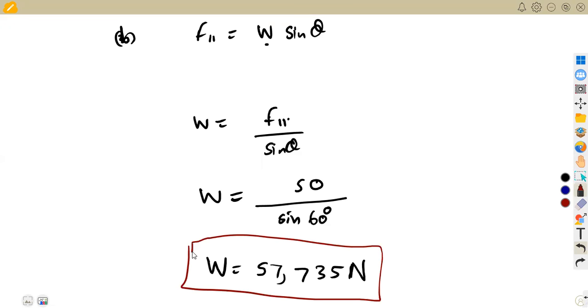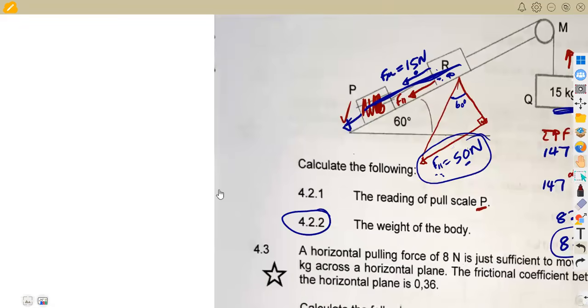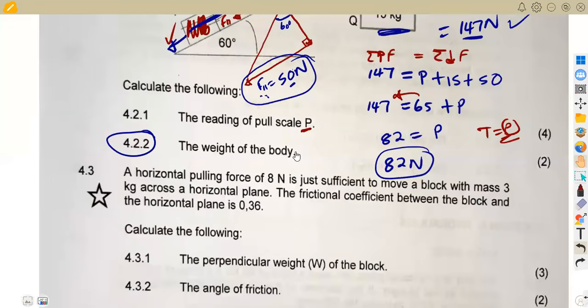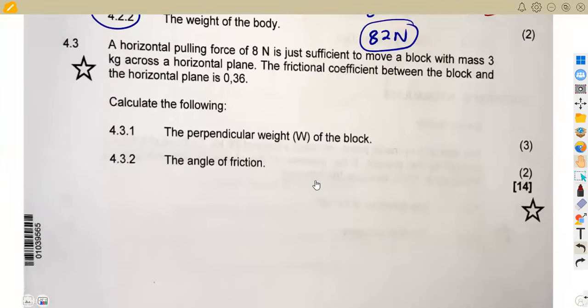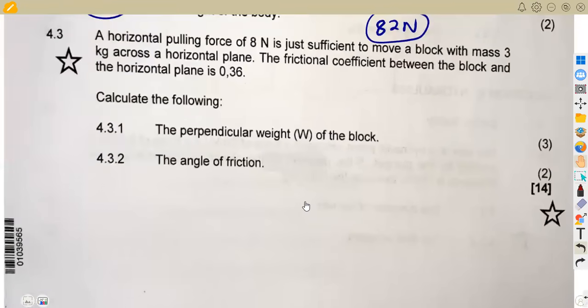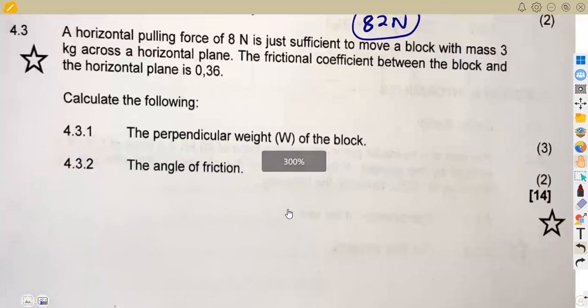That's how you answer this type of question. Don't be afraid of the diagram in the exam. Just looking at the diagram, you panic. No, the diagram does not mean anything. Understand what you're given from the diagram, not to be frightened by the diagram.